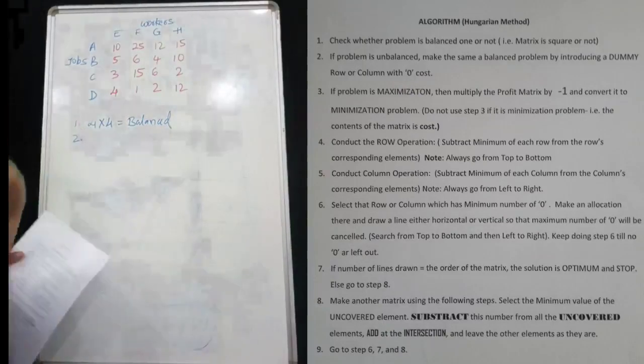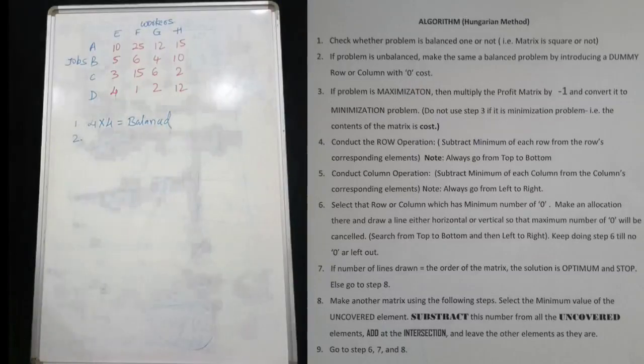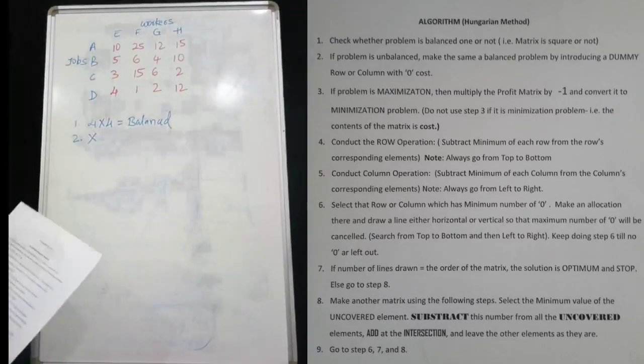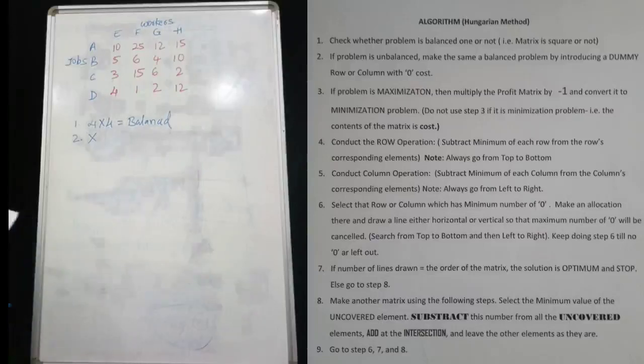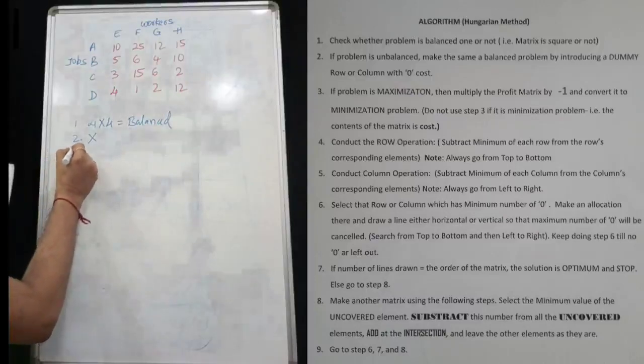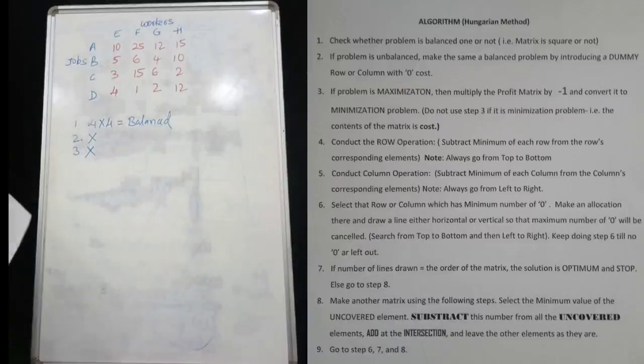The second point is, if the problem is unbalanced, make it a balanced problem by introducing a dummy row or column with 0 cost. Step number 2 is not required here because already it is a balanced problem. Let's go to step number 3. If the problem is maximization, then multiply the profit matrix by -1 and convert it to a minimization problem. Now I know that a cost matrix is given here, and hence it is a minimization problem. It is not a maximization problem, so step number 3 also is not required.